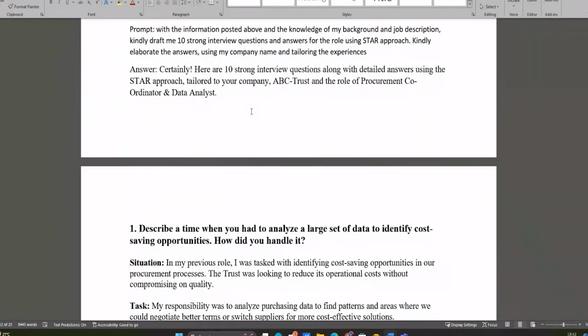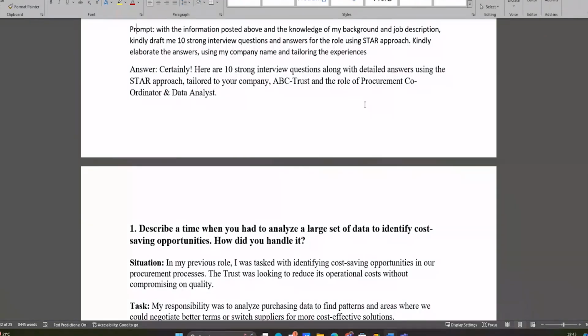So this is an interview for a lady, let me put it that way, who is to sit for an interview for the role of procurement coordinator and data analyst. So it's a combination of two roles. She's going to use her data analysis skills to coordinate procurement. Let me put it that way.